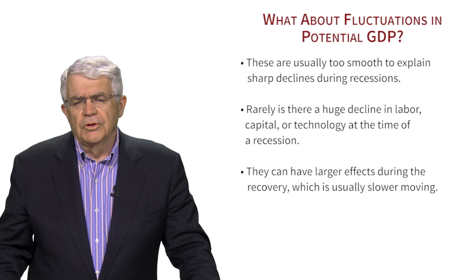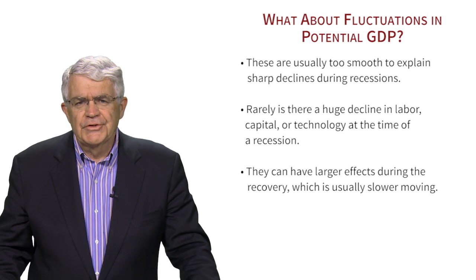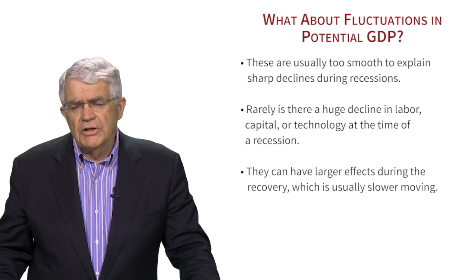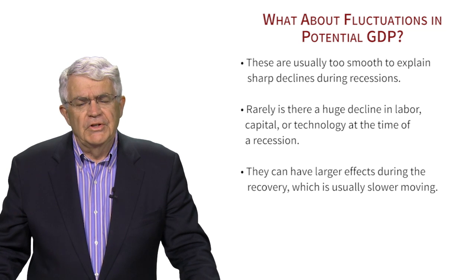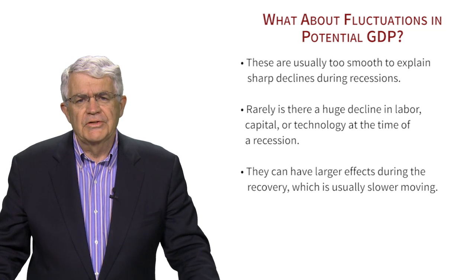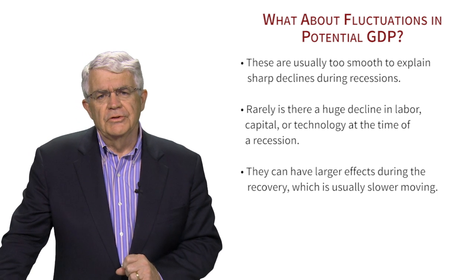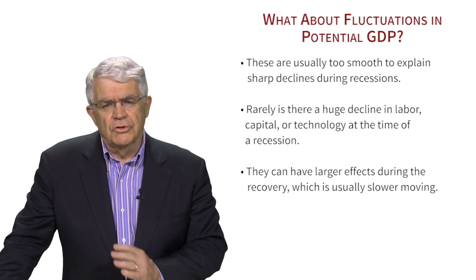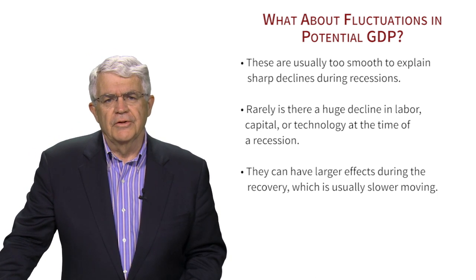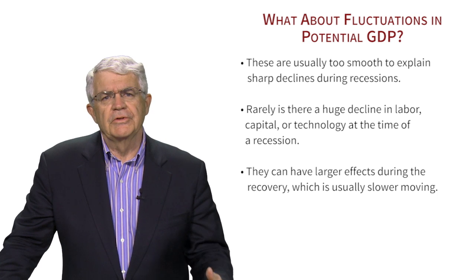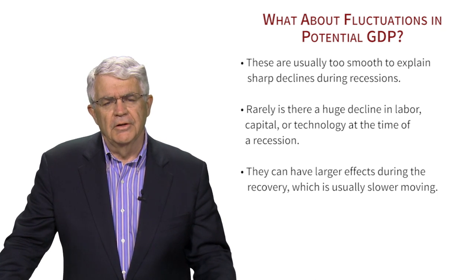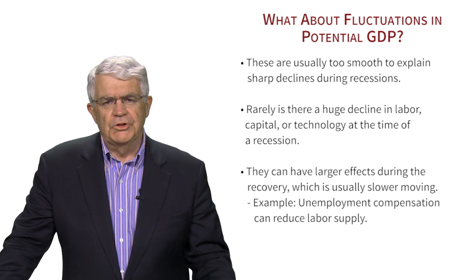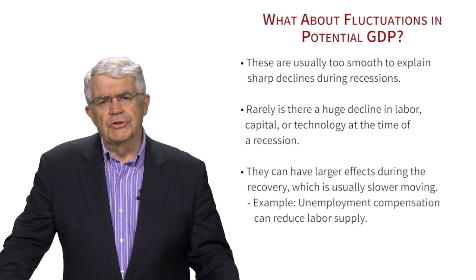Sometimes the effects are more important during a recovery from a recession, because that's not quite as sharp as the downturn. They're really slower moving. We've seen that in some of the pictures at the beginning of this lesson. The recovery from the 2009 trough is not so sharp as the decline into that trough, for example. So it's quite possible that these supply side things are having more of an effect compared to the recession itself. And one important example to point out is unemployment insurance.